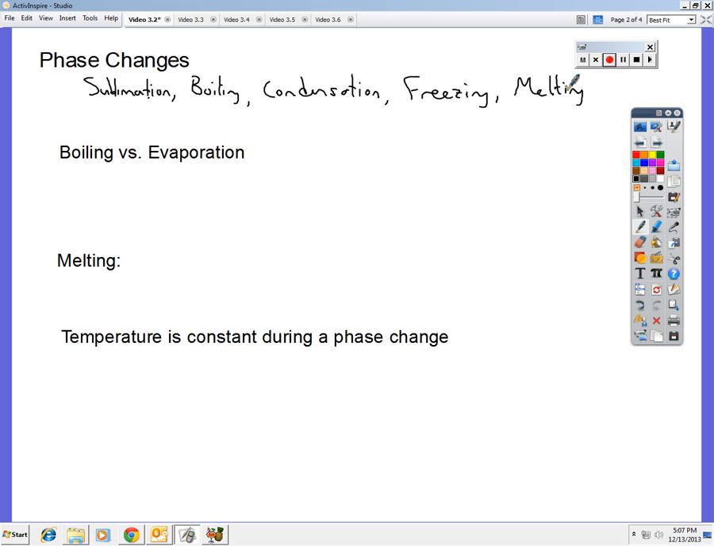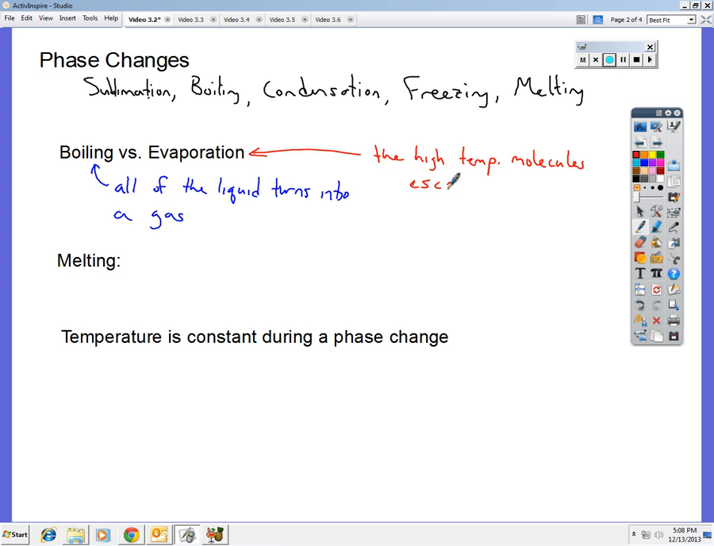Now the difference between boiling versus evaporation is that in boiling, all of the liquid turns into a gas, whereas in evaporation, the high temperature molecules escape, leaving the lower temperature molecules behind, with the result that the liquid left behind is actually cooler than it was before the evaporation occurred. And you do need to know the difference in boiling versus evaporation.